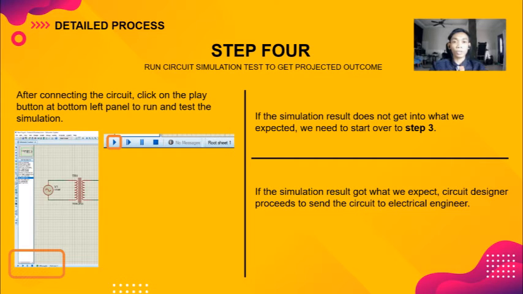Okay, if the simulation result does not match what we expected, we start over from step 3, where we design the circuit from scratch and determine what components to use to get the project outcome. If we get what we expect, we forward our designed circuit to the electrical engineer to make it as a product, as a prototype.